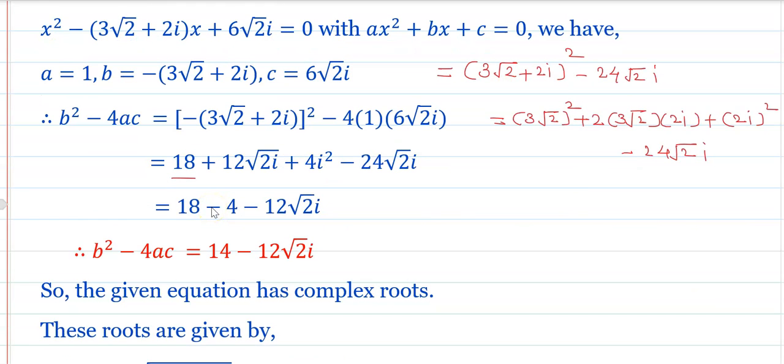Okay, now next is 4i square. I square is minus 1, therefore 18 minus 4. Next is 12 root 2i and minus 24 root 2i, then you will get minus 12 root 2i. Okay, and therefore 18 minus 4 means 14. Therefore b square minus 4ac equals 14 minus 12 root 2i. So the given equation has complex roots.